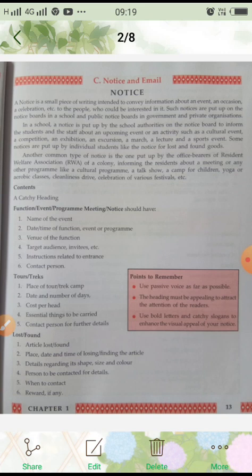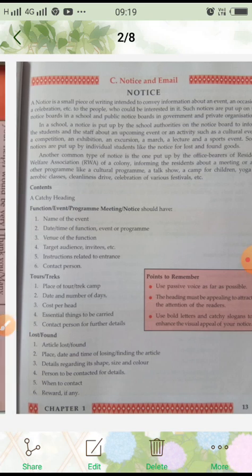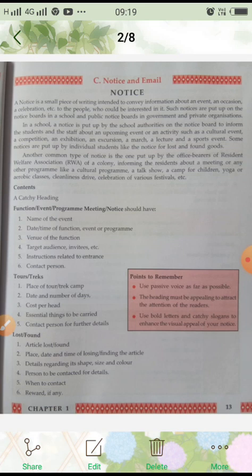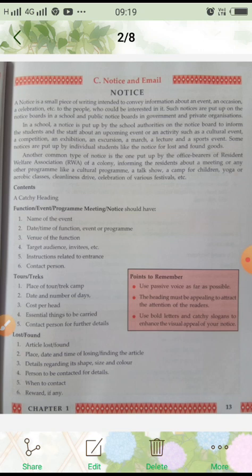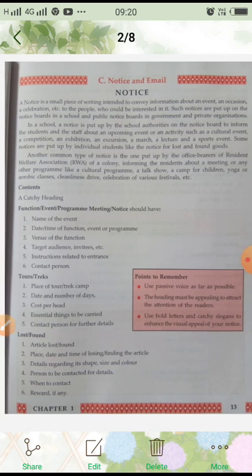So, after a long vacation, we have to start our studies again, and today in our English class, we shall learn how to write a notice. We are starting with Total English, that is the grammar portion, and in chapter number one of Total English, on page number 13, it is given about notice and email: how to write a notice and how to write an attractive email, and what are the points we have to keep in mind while writing notice and email.